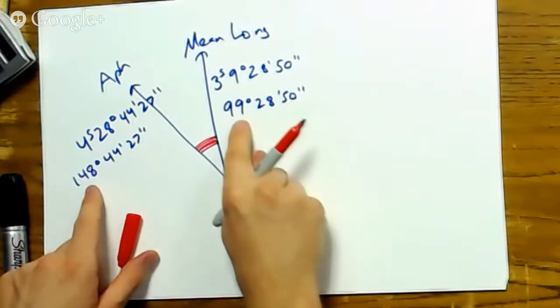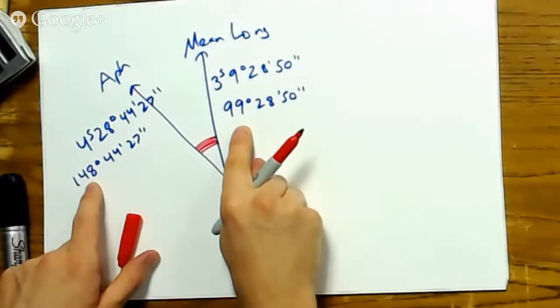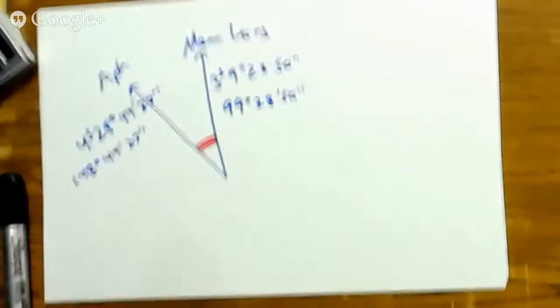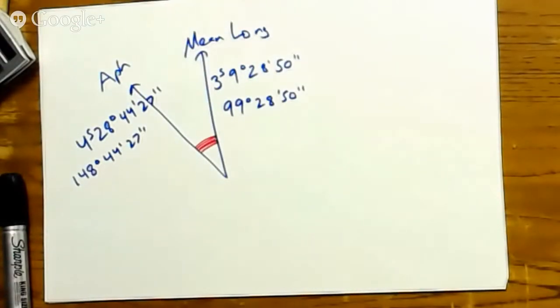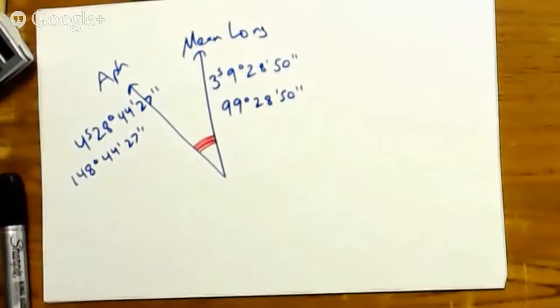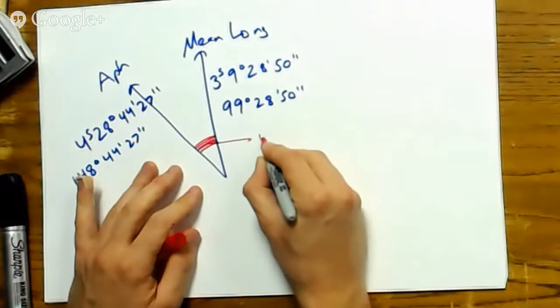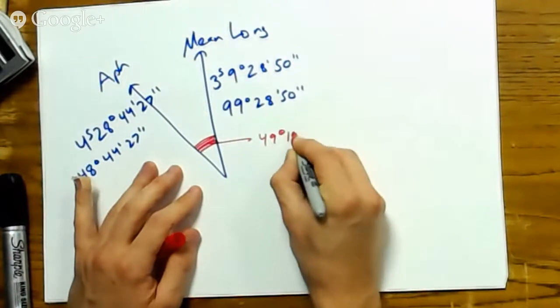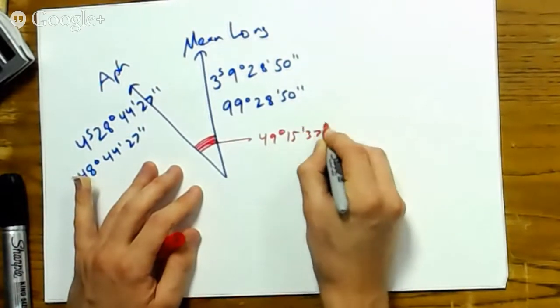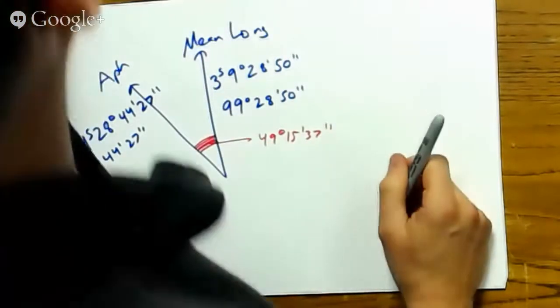So the difference between them, the difference between, uh-oh, this is not that 45 degrees. Oh, I mean 49, wait a minute. I think I switched to the wrong example. What was the angle we were looking at? Oh no, it was 49, 15, 37, right? 49, 15, 37.